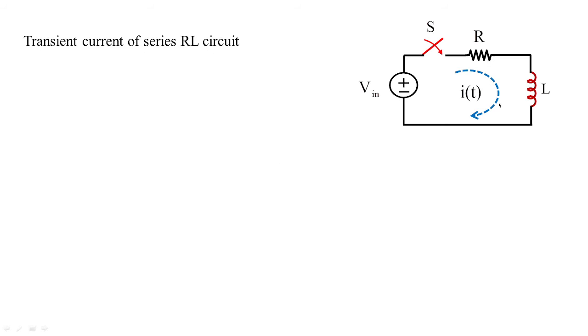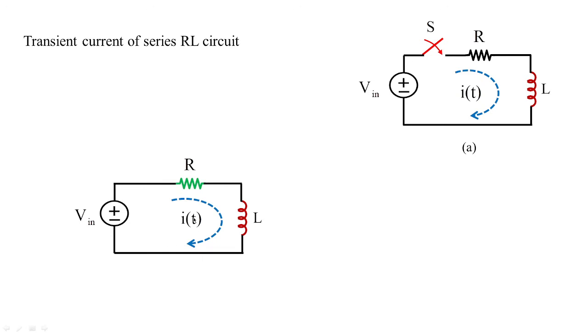Okay, so let us begin with the basics of what we have learned in our previous classes. We learned the transient current of a series RL circuit, for example, this series RL circuit where the circuit is closed. In figure 1, when the circuit is closed, this is how the circuit looks. When the current starts flowing, we have derived that I of t is equal to V in by R, open bracket 1 minus e to the power of minus R by L t.